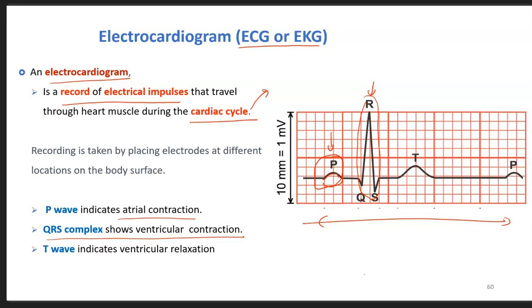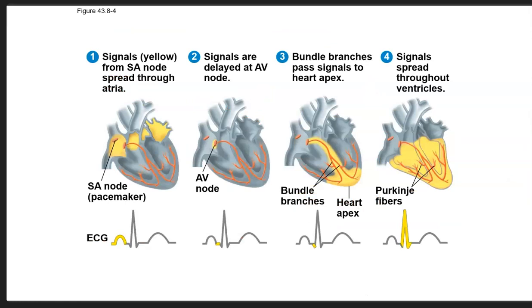After the ventricle contracts in systole, the ventricle needs to relax. There are still readings of electrical impulse. The T wave indicates ventricular relaxation. For this slide, it gives you what happens at each reading of the ECG.